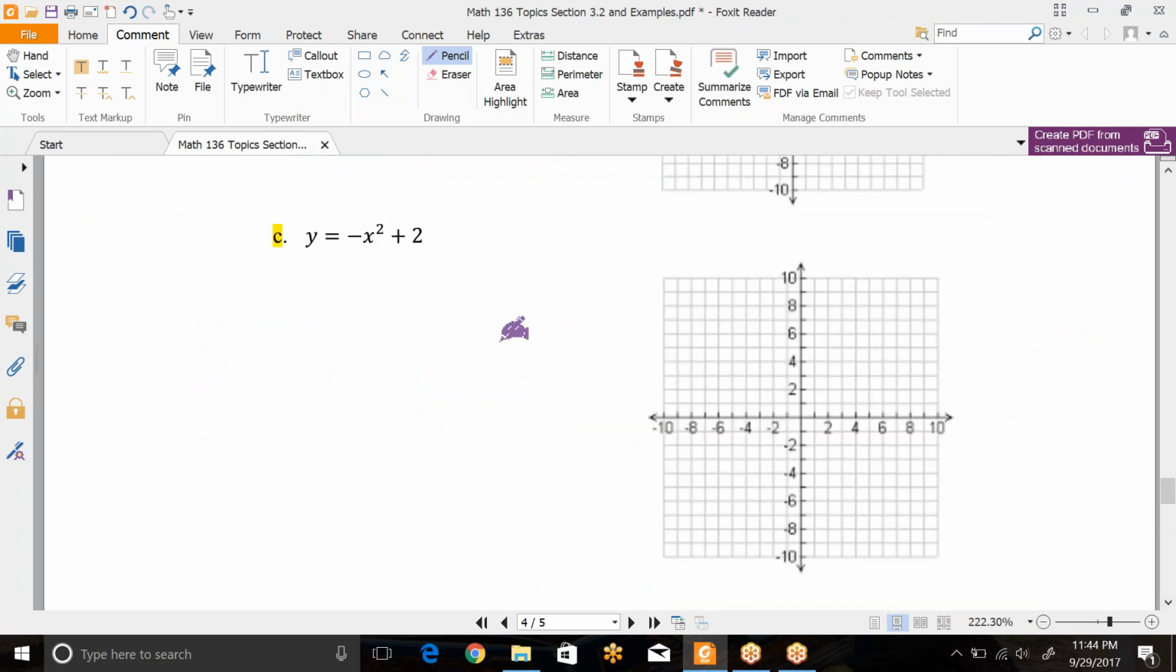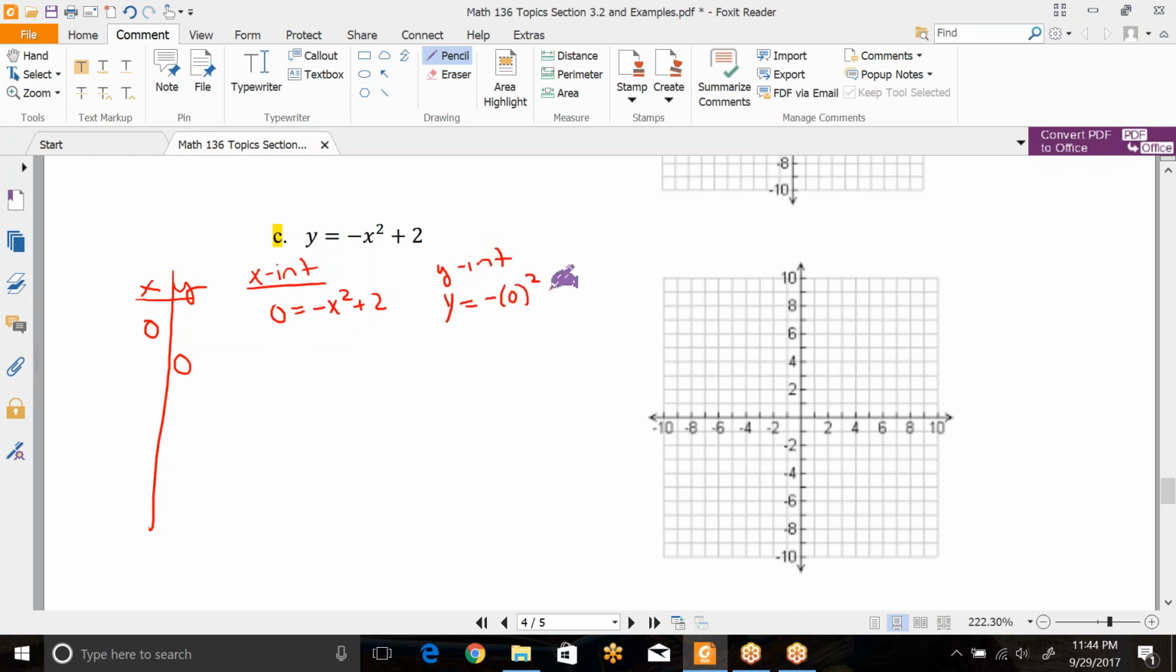So I do want to show you one that has a symmetry. So let's look at this one. I'm going to start off by doing my chart to find my intercepts and maybe another point or two. So 0 for x, 0 for y. If I want to find my x-intercepts, I plug in 0 for y. If I want to find my y-intercept, I plug in 0 for x. This would be 0 squared times negative 1, so that's still 0, so this is 2.